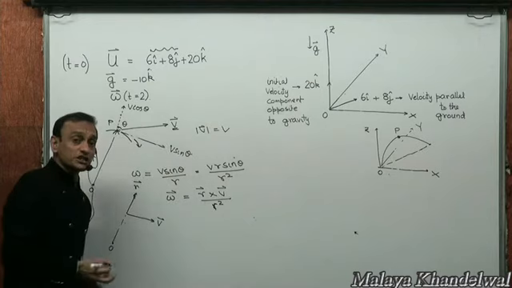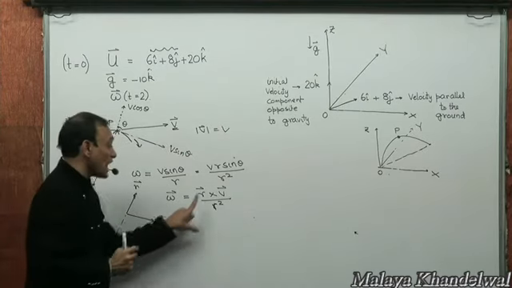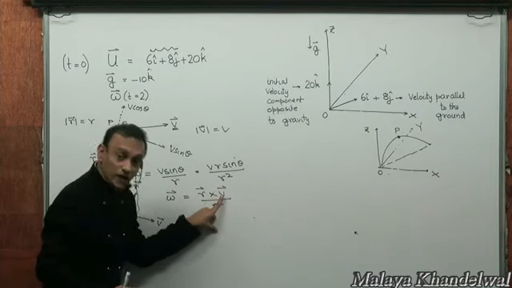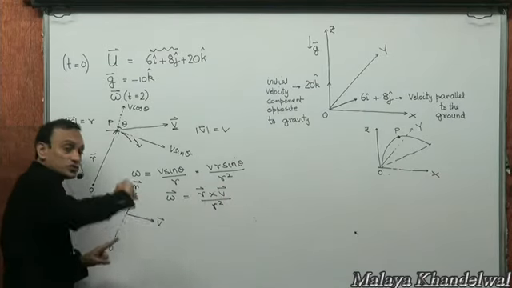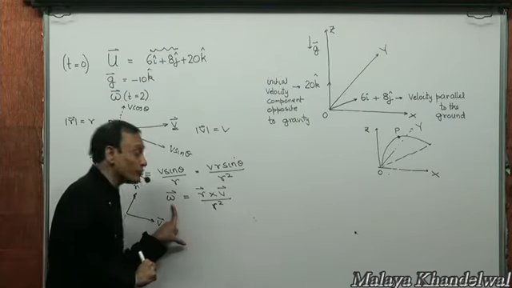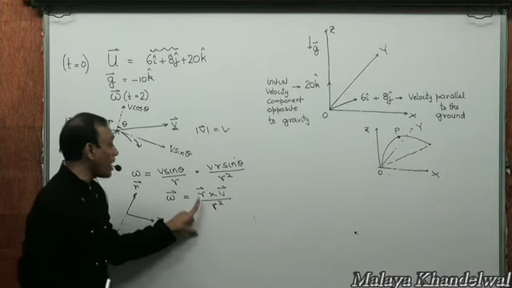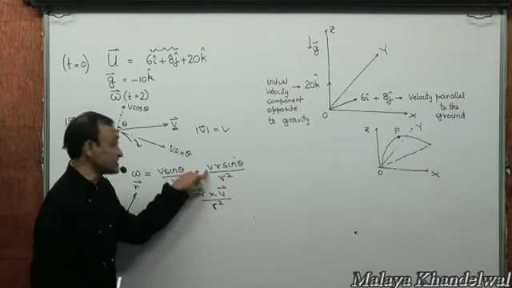Do you relate to this? Because r cross v will give me the direction of omega. R cross v goes into the plane of the board. The magnitude of omega would be r into v into sine theta by r squared, which is the same as this.